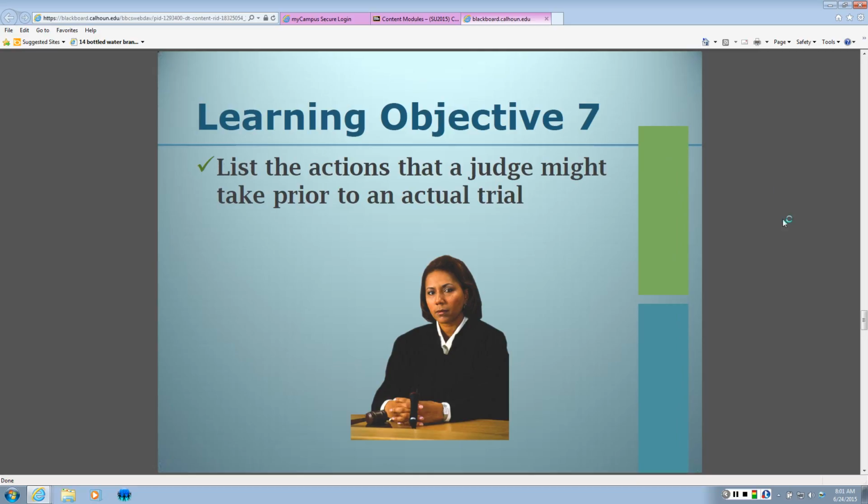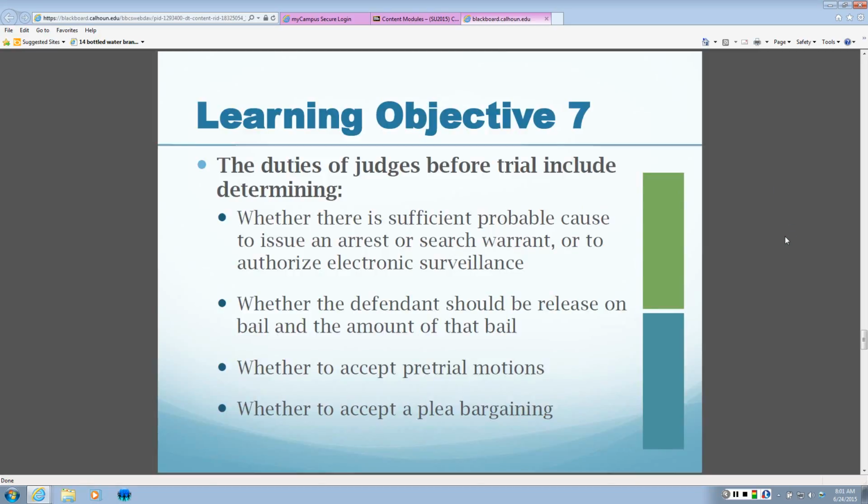Learning Objective 7 here talks about the actions that a judge may take prior to trial. These are what we call pre-trial actions. Make sure you read over that section in your text. Look at this slide. There's also a whole chapter in regard to that as well that's coming up.